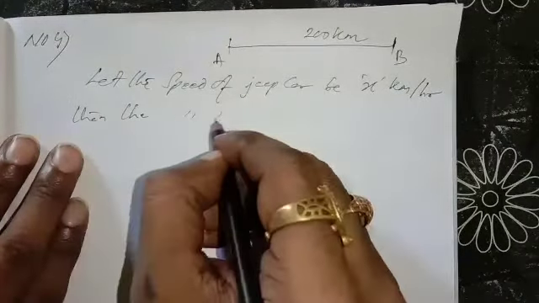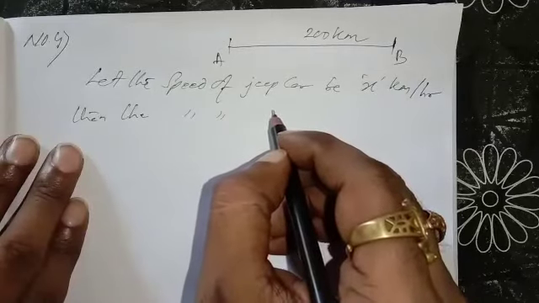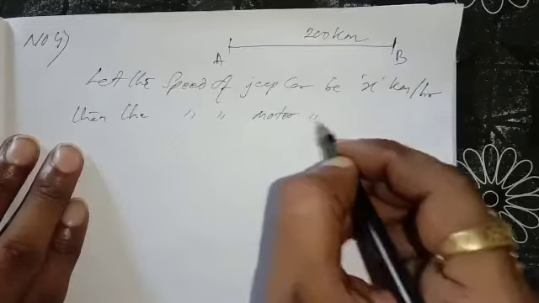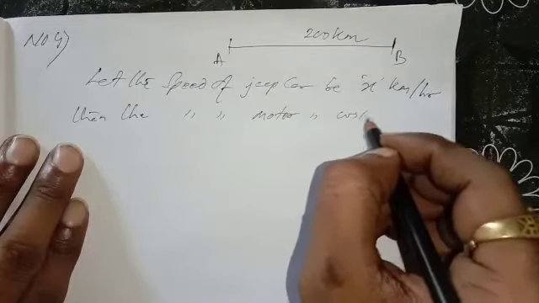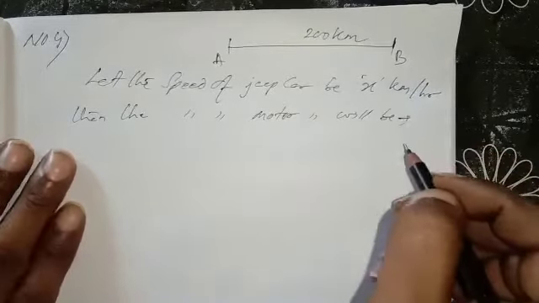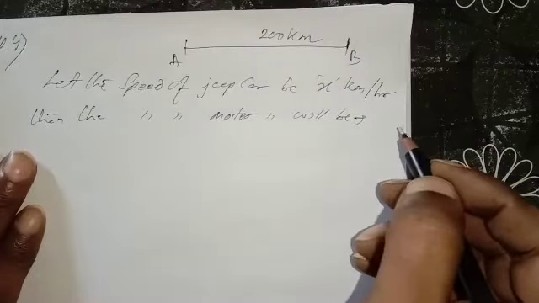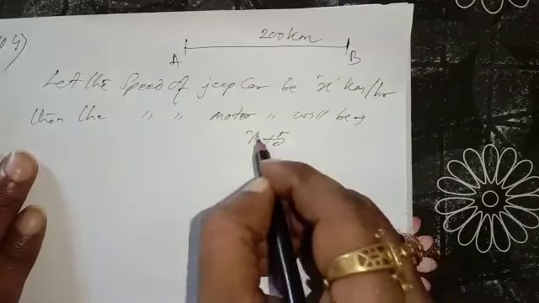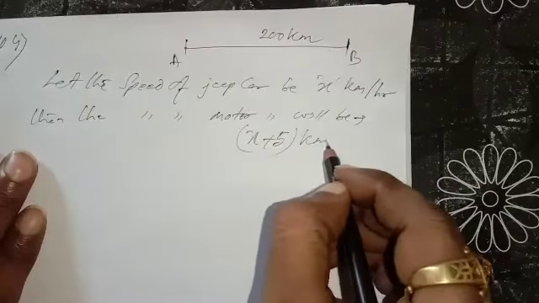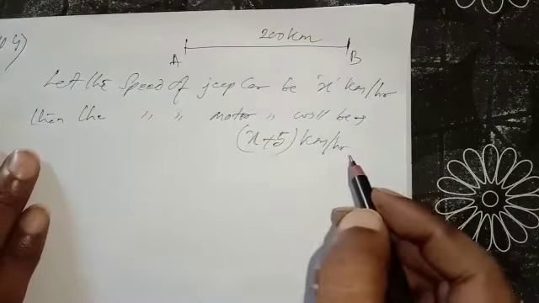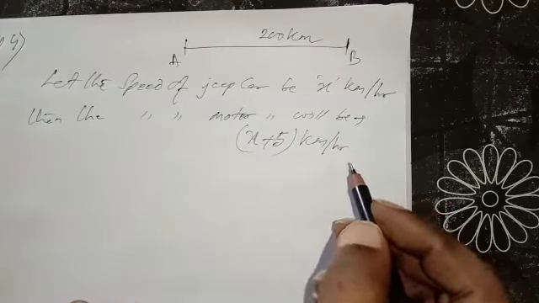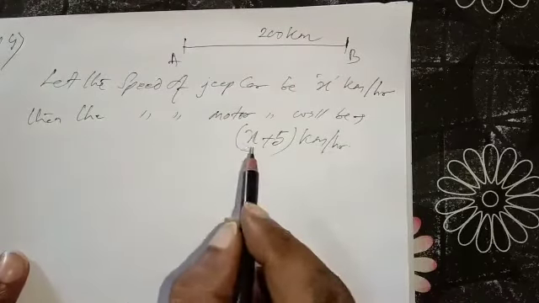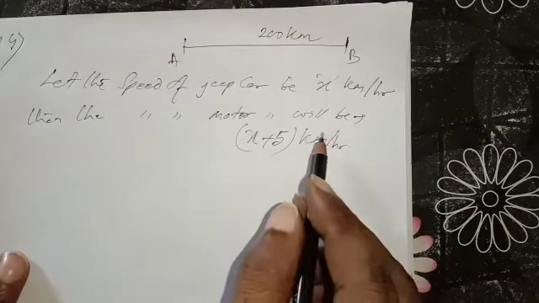Then the speed of the motor car will be how much? The motor car will be just 5 km per hour more. That means x plus 5 km per hour. That means the speed of the motor car is more than the speed of the jeep car by 5 km per hour. That means automatically the motor car will take less time than the jeep car.